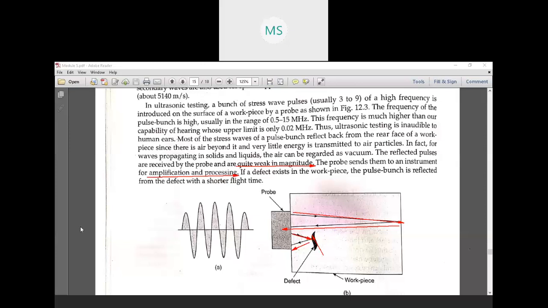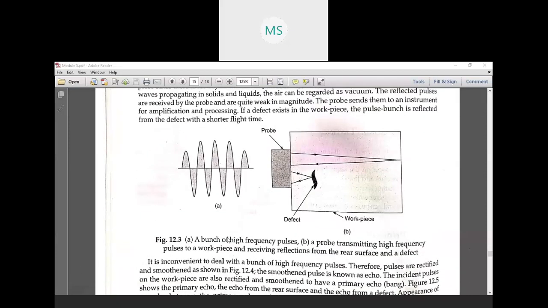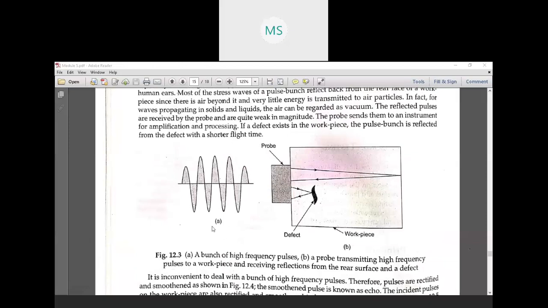Okay, this we have actually already studied when we tested the hearing inspection, the coin test. It is the same thing we are doing in a proper manner. So this is how it works. You can see here the bunch of high frequency pulses. A, B is a probe transmitting high frequency.